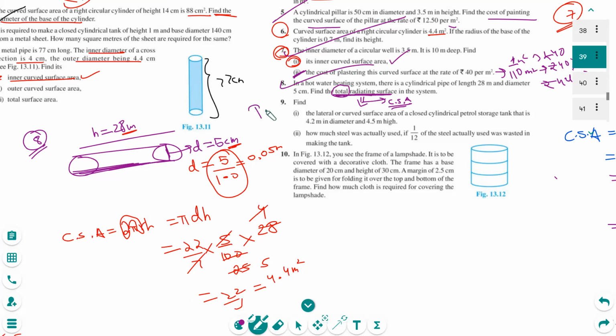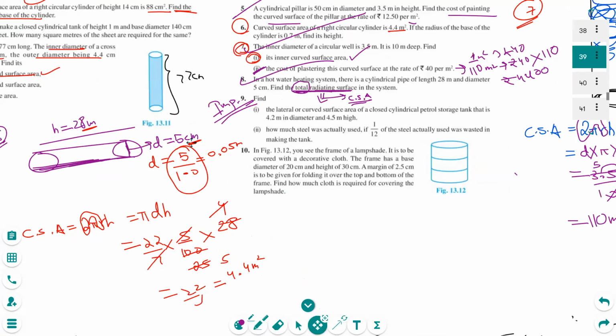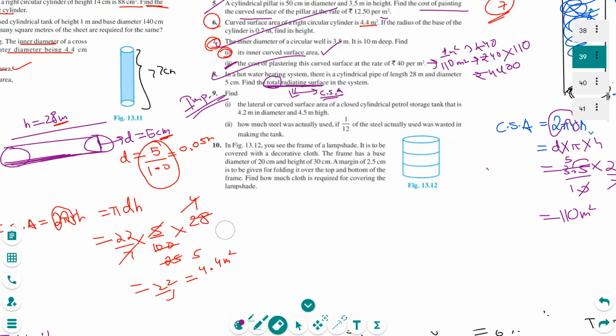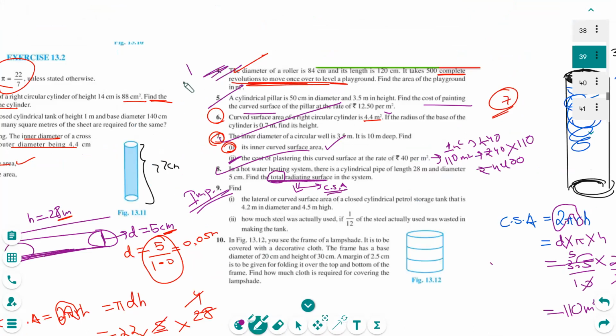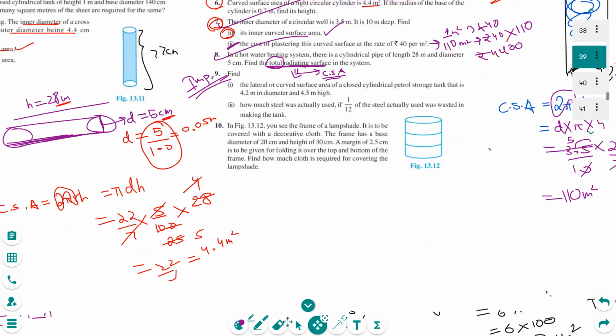Now I need you to mark question number 9 as important in your exercise. I haven't marked anything important till now in the second exercise, apart from that question, the revolution one. This one is also important. Whenever you do this exercise, make sure to do these two questions again and again and again. Okay, so let's go for question number 9.